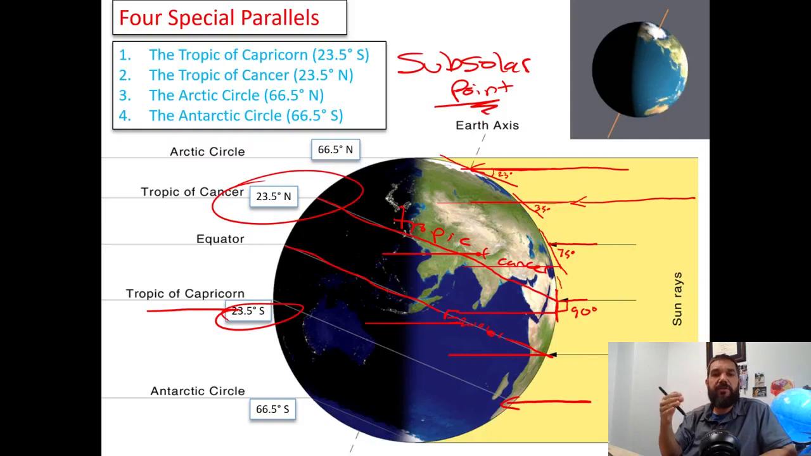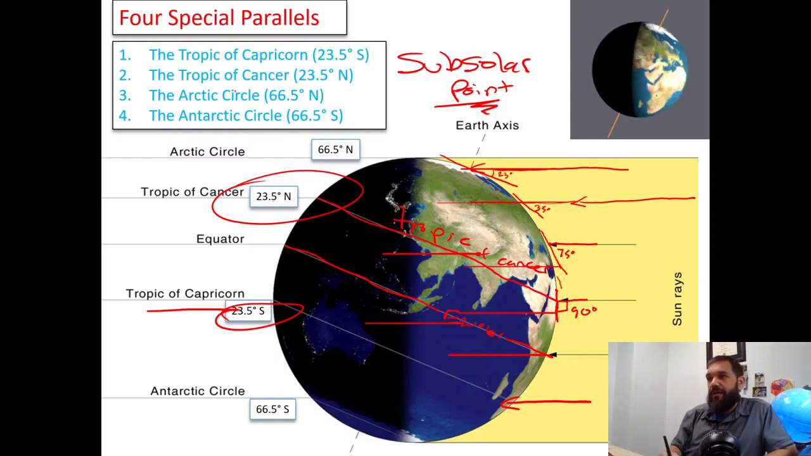Okay, so the subsolar point migrates annually between 23.5 degrees north and 23.5 degrees south, between the tropics. Now on the vernal equinox, the subsolar point is going to be at the equator, and at the autumnal equinox, the first day of fall, it's going to be directly above the equator again. Okay, so that's how that all works.